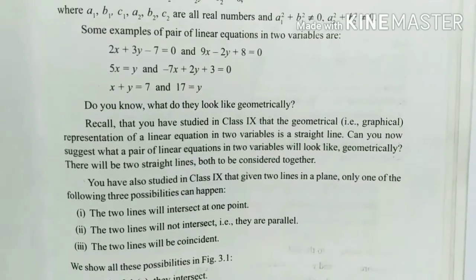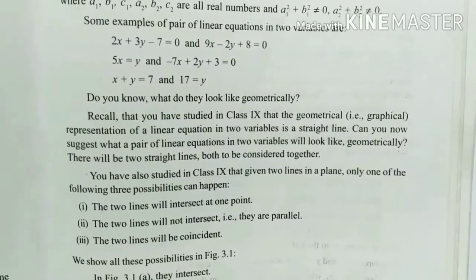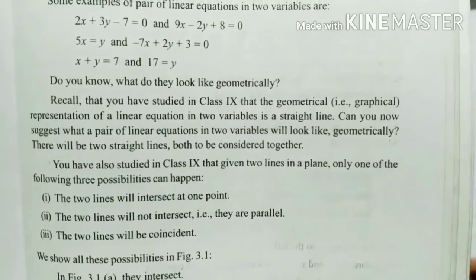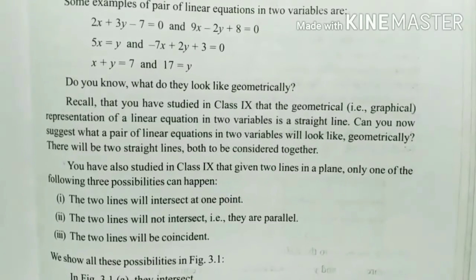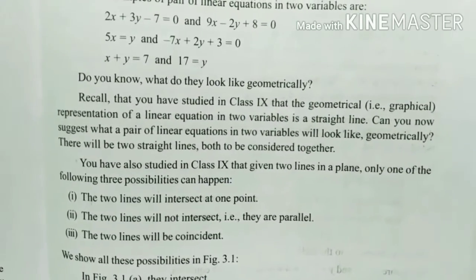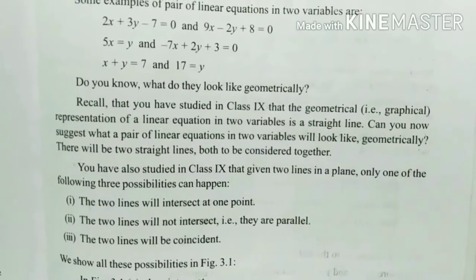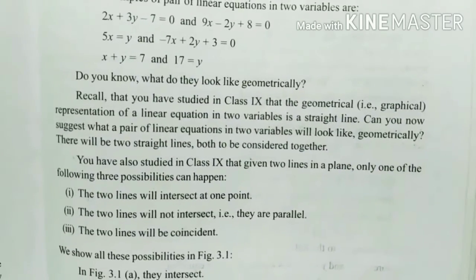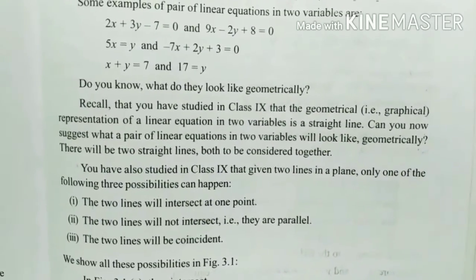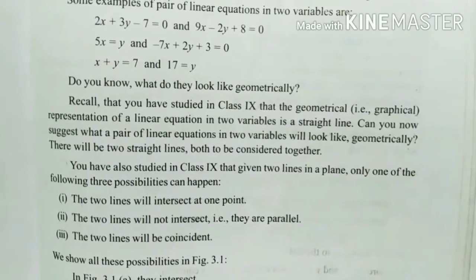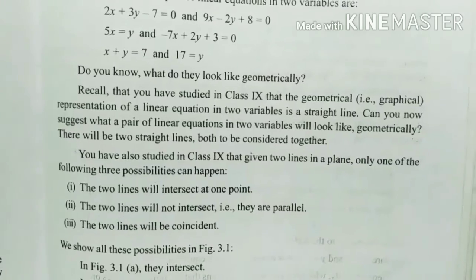The two lines will not intersect, that is, they are parallel. The two lines will be coincident. Okay, so it is a pair of linear equations in two variables. If you take one linear equation and represent it graphically, you will get a straight line. As there are two linear equations, you will get two straight lines. Understand? So either the two straight lines will intersect at one point, or they will be parallel, or the two lines will be coincident.